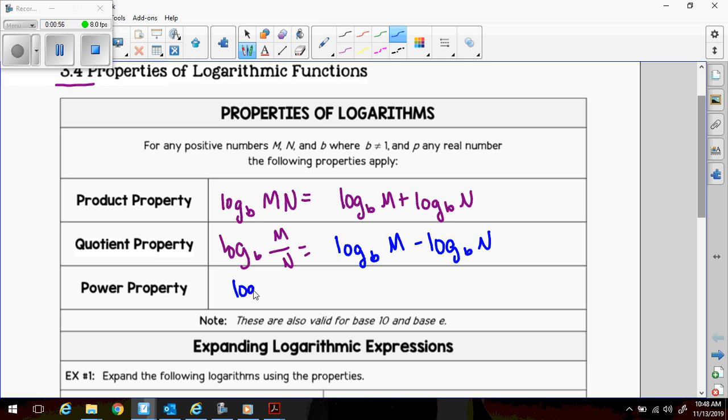We have log base b of m to the p. This is going to be our function. We can bring down the p, and this is the same as p times log base b of m.